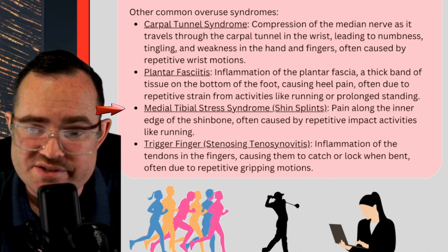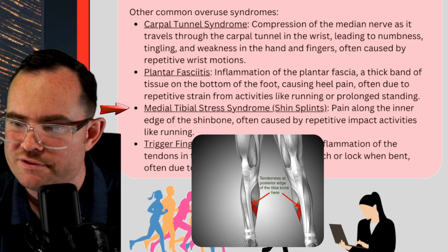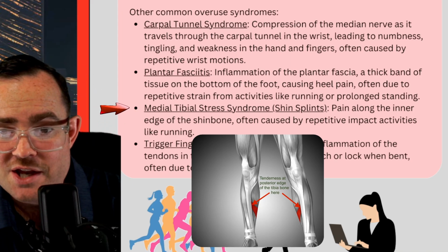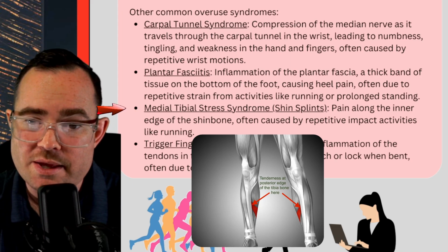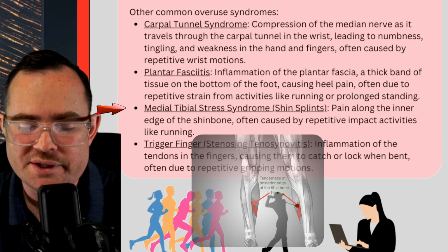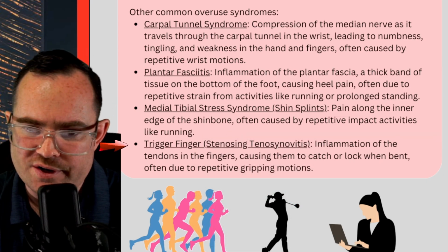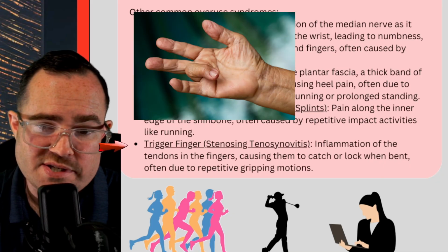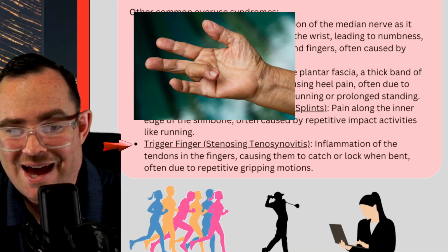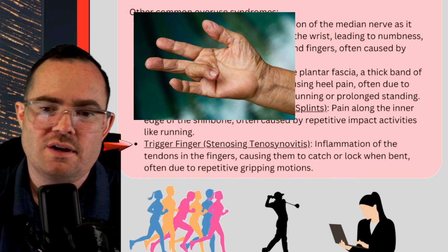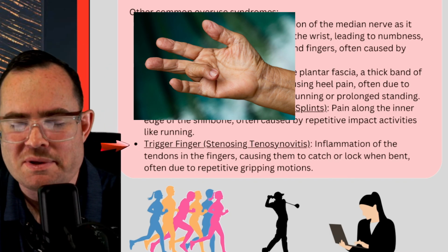Medial tibial stress syndrome, or shin splints for short. Pain along the inner edge of the shin bone, often caused by repetitive impact activities, again, like running, typically from poor footwear. Trigger finger, inflammation of the tendons of the fingers, causing them to catch or lock when bent, often due to a repetitive gripping motion.